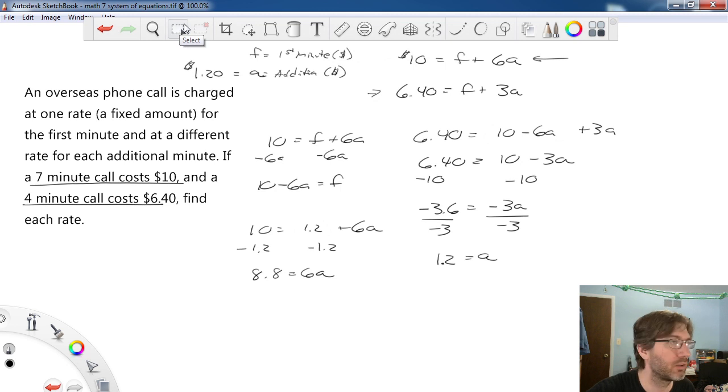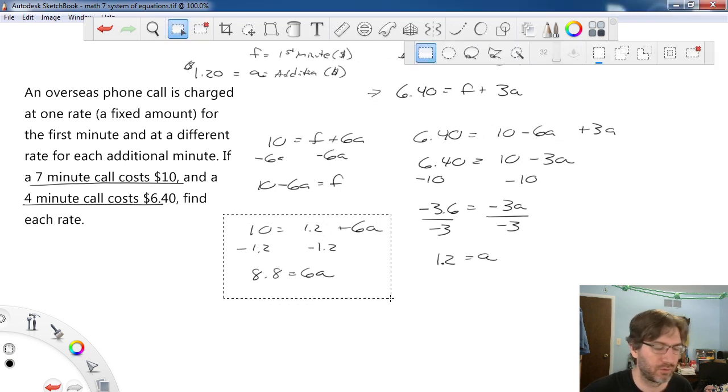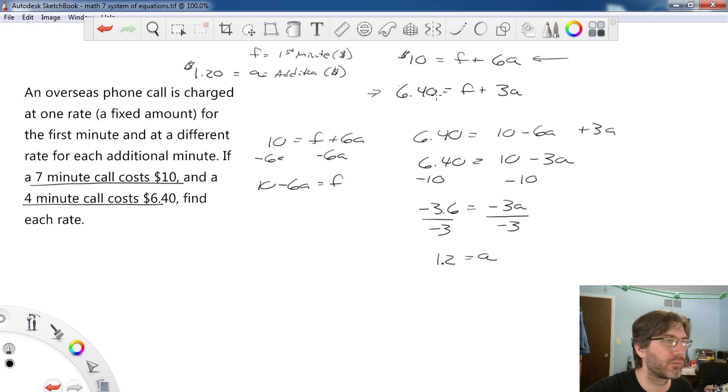Awesome, Jack. Thank you. This is why when I do too much math in one day, I get confused on what I'm talking about. So we are plugging in here. 10 equals F plus 6 times 1.2, because that is A. That's my mistake. Awesome pickup, Jack. 6 times 1.2 is 7.2. 10 equals F plus 7.2.